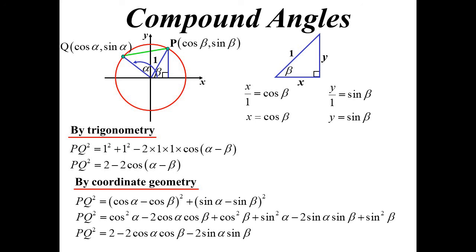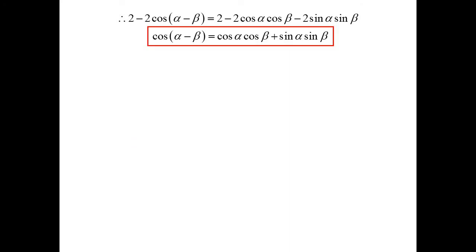Now this is where I lied to you. I actually don't care about the distance between P and Q. I'm actually just interested in these results for PQ squared. They're both PQ squared, so they've got to be the same thing. So 2 minus 2, etc. Well, subtract 2 from both sides, multiply both sides by -1/2, and we get the first of our results.